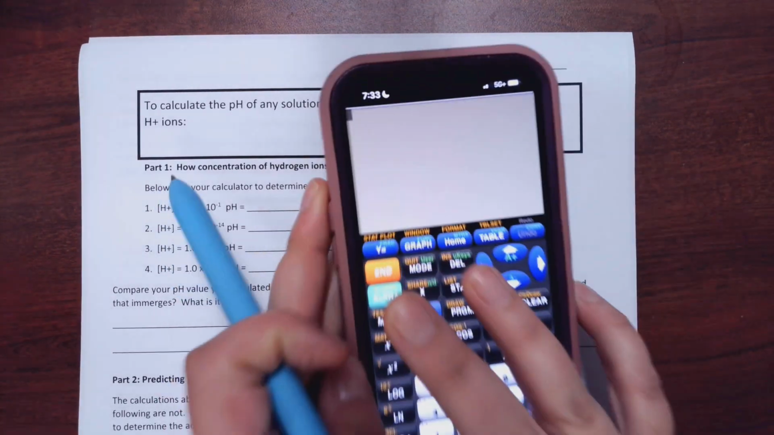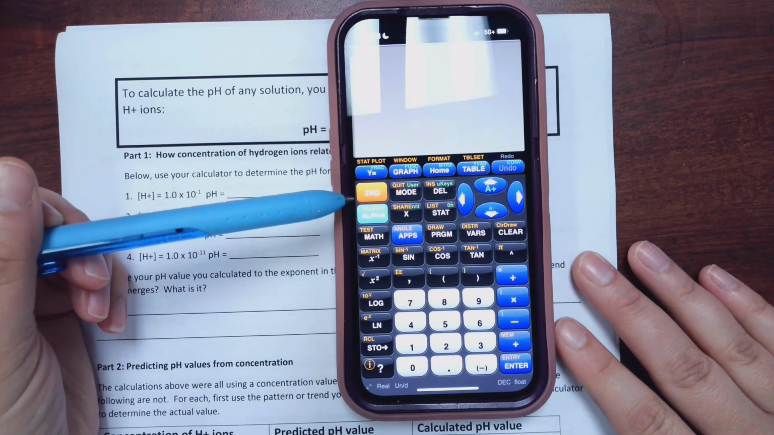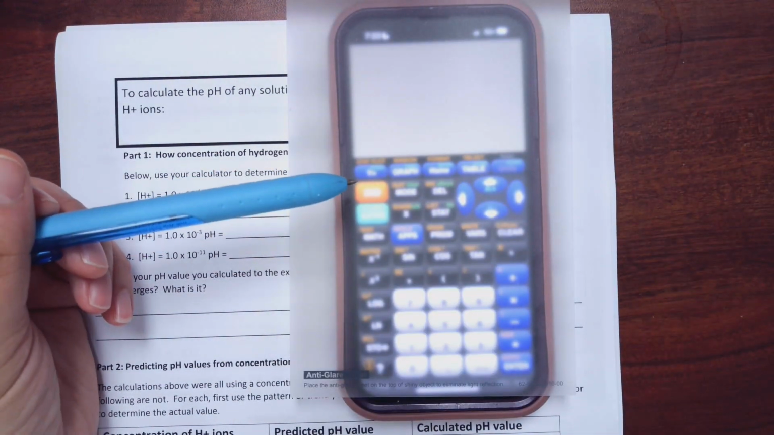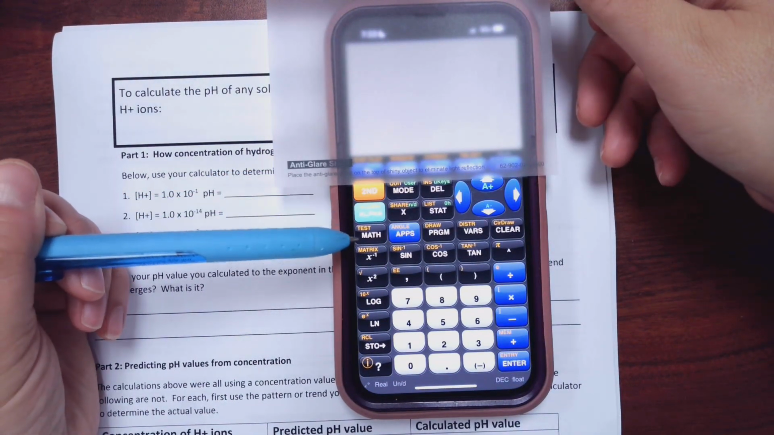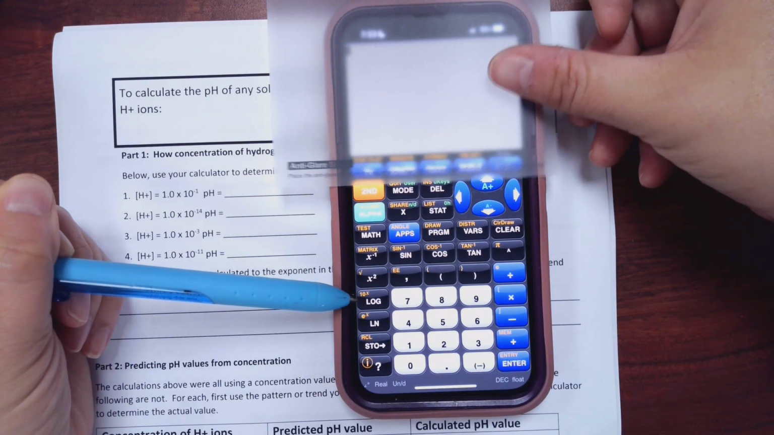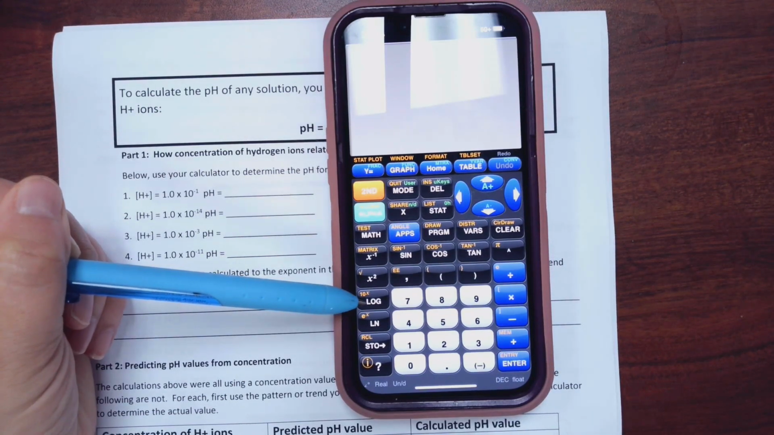So, first of all, I want to show you where that button is. All right, on your calculator, we have several different buttons. This is kind of hard to see with the glare. There we go. So, it's better. Down here, right next to the 7, is your log button, okay? And that is that times 10 relationship button.